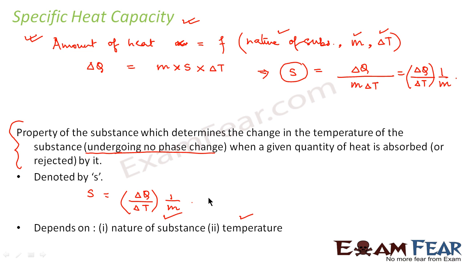So from this we can also define it alternately as the amount of heat per unit mass absorbed or rejected by a substance to change its temperature by 1 unit. If you look at this mathematical expression, you can define specific heat capacity as the amount of heat, that is delta Q, per unit mass, right? Amount of heat per unit mass absorbed or rejected to change the temperature by 1 unit, right?